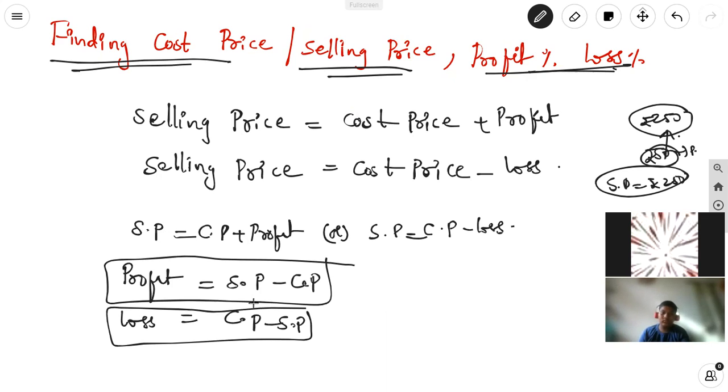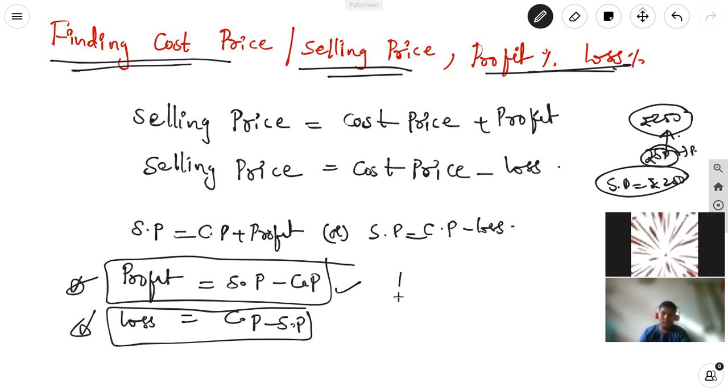If we buy at a small amount and sell at somewhat more, that is profit. For example, an item of 100 rupees that we sell for 120 rupees means 20 rupees of profit. The same item of 100 rupees sold for 80 rupees is a 20 percent loss. How are we getting profit? Profit is nothing but selling price minus cost price. Loss is nothing but cost price minus selling price.